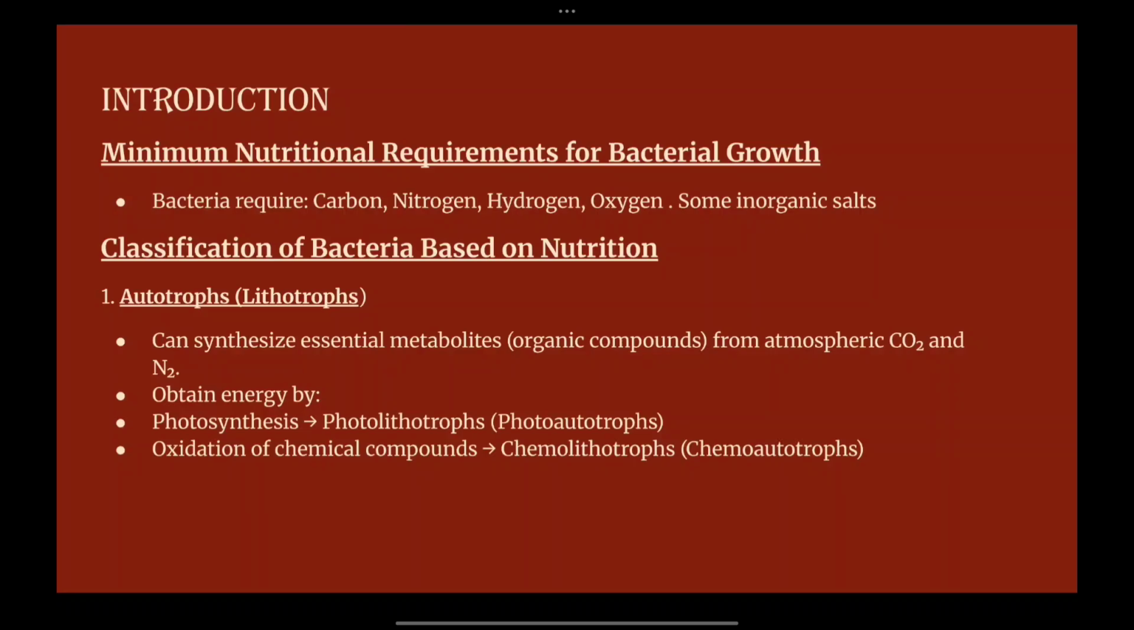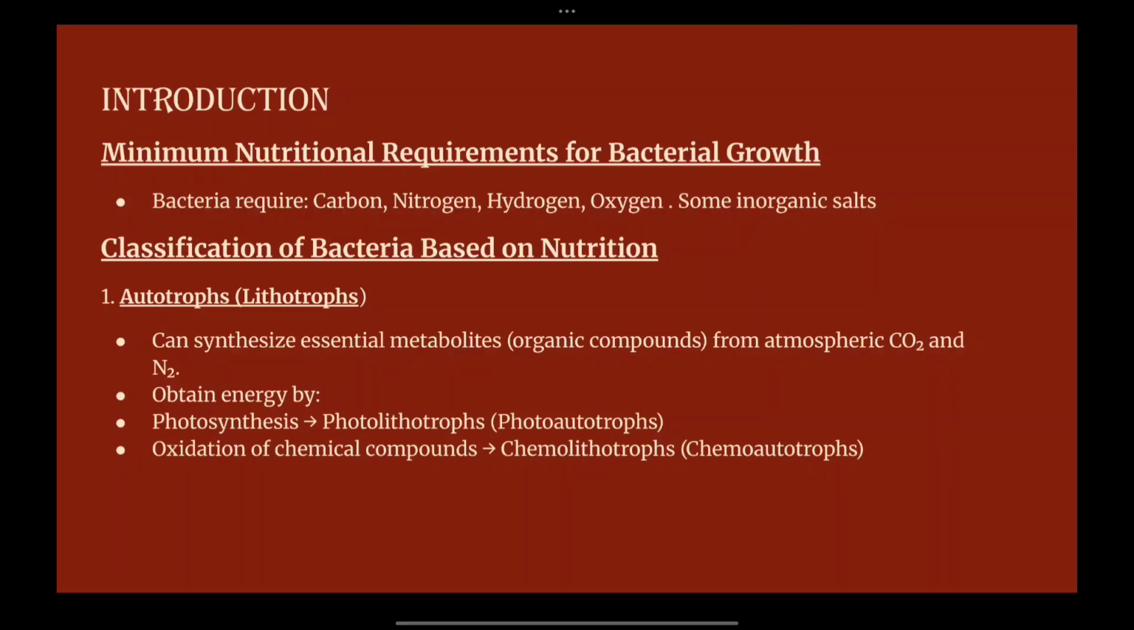Now, the classification of bacteria based on nutrition: we have autotrophs and heterotrophs. Autotrophs are also called lithotrophs because they are of the earth. These autotrophs can synthesize whatever essential metabolites they require from the atmospheric carbon dioxide and nitrogen. So they derive nutrients from the CO2 present in the air and the nitrogen present in the air, and synthesize, or cook, their own food.